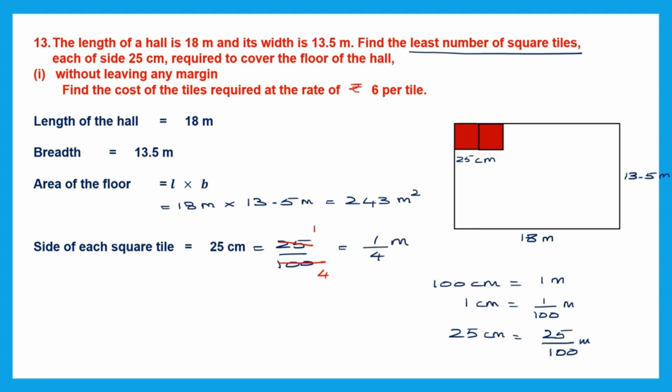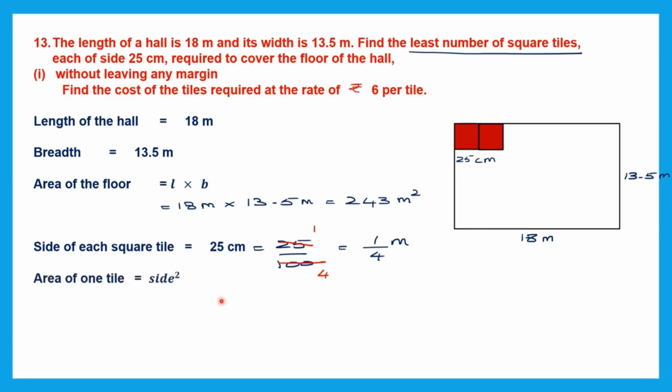So what have we found? We have found the side of each square tile in meters. Now, why did we convert this to meters? We did that because here the area of the floor we found out in meters square, isn't it? Now the area of the tile also should be in meters square.